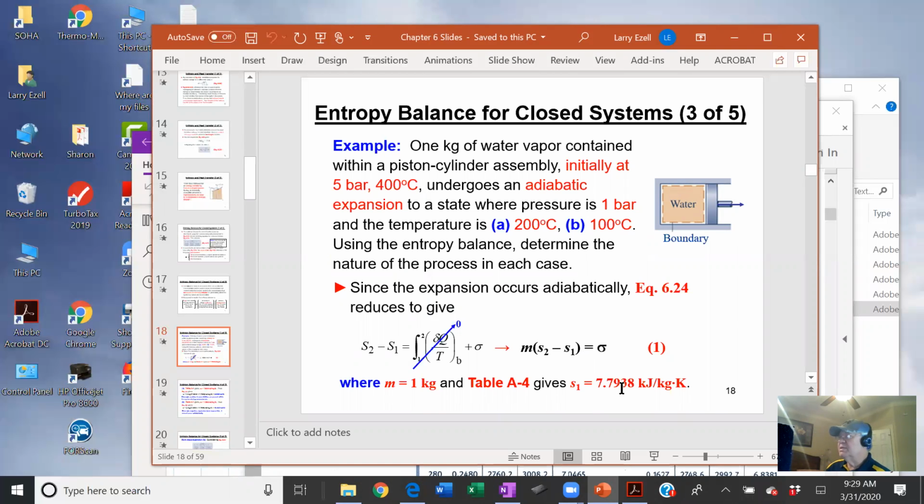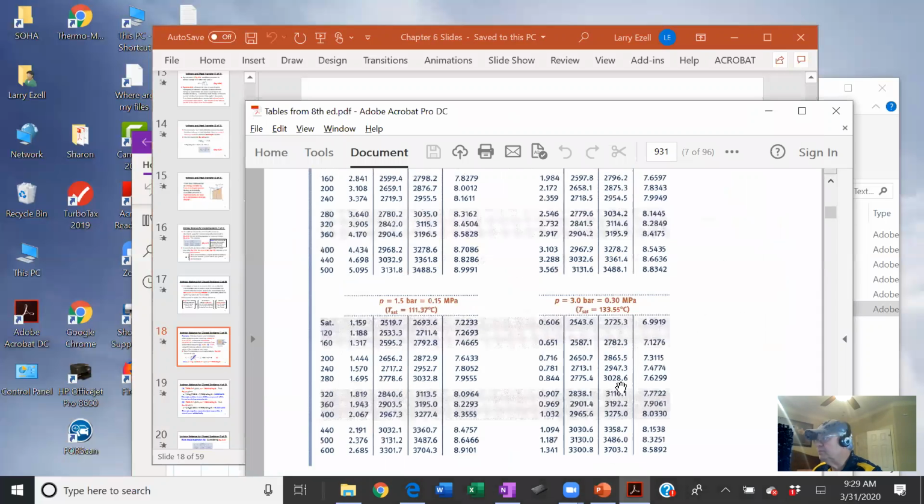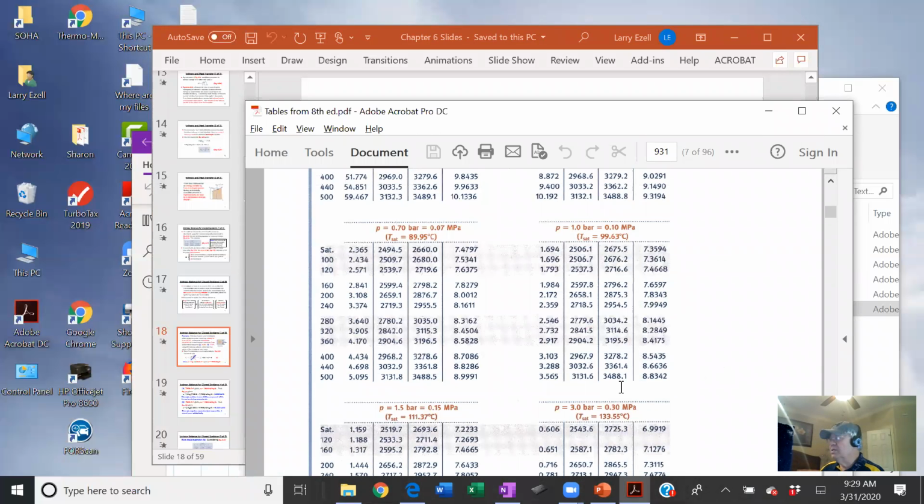So adiabatic expansion to a state where it is 1 bar and 200 degrees. That's an expansion, so I would think it'd stay in the superheated state. 1 bar and 200 degrees. Okay, there's 1 bar, 200 degrees. So S2 is 7.8343.